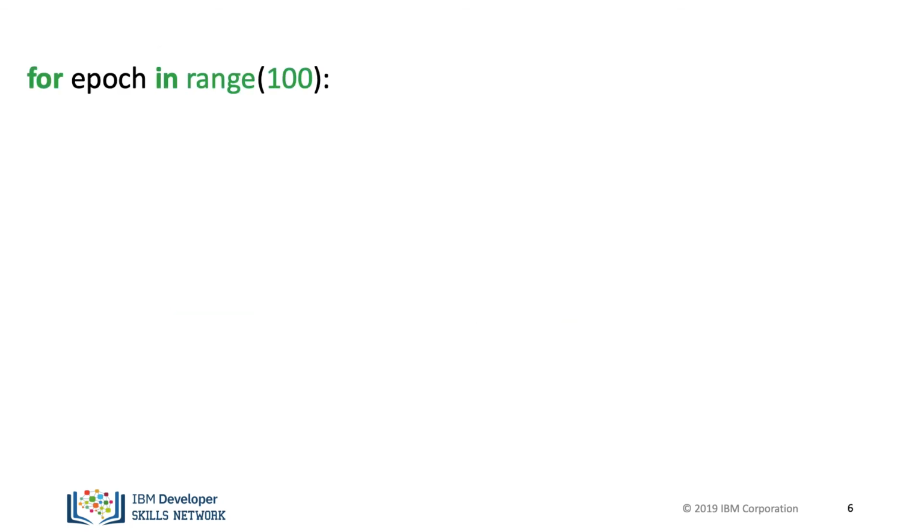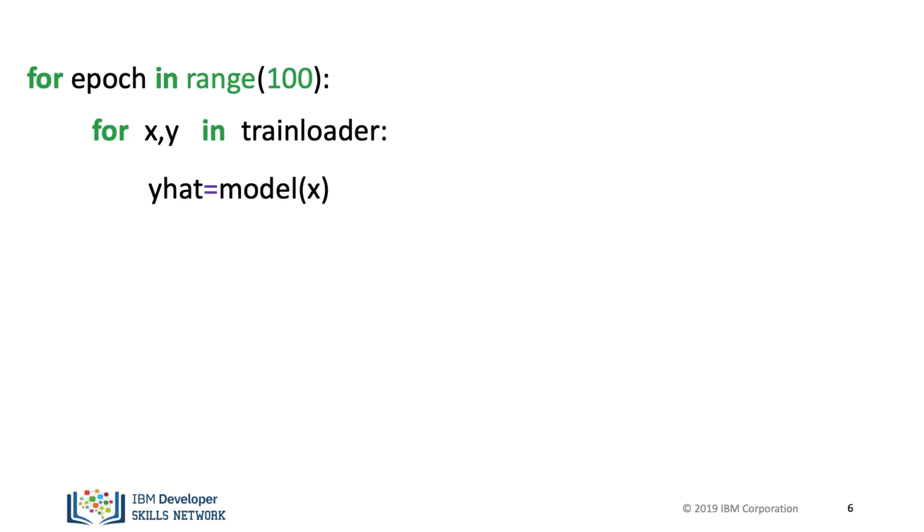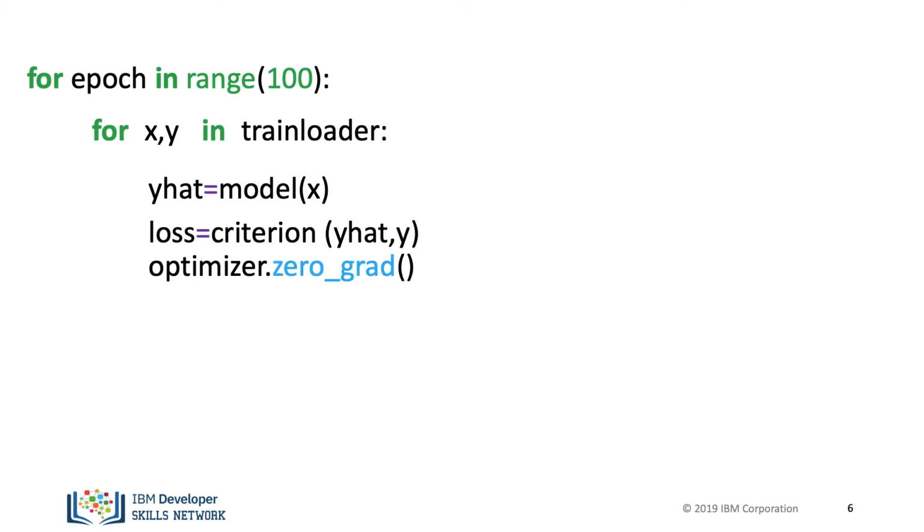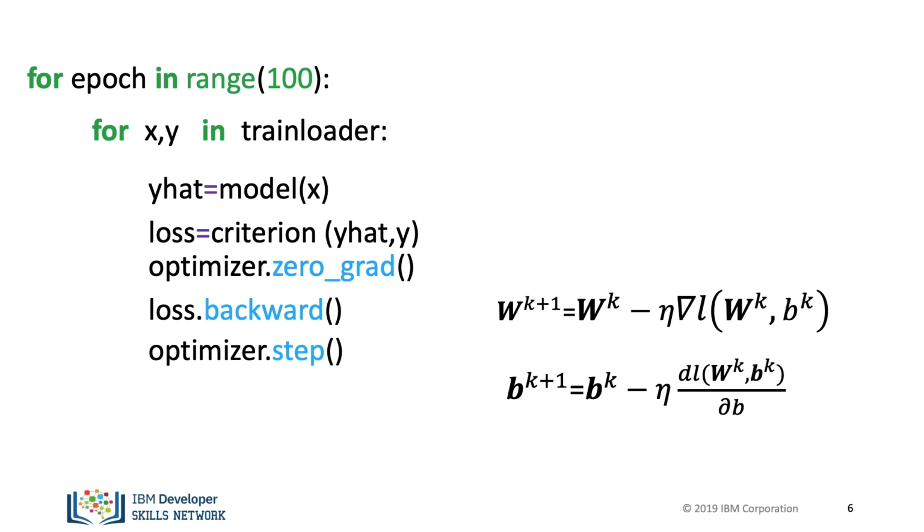Just like before, we have the first loop for every epoch. We obtain the samples for each batch. We make a prediction. We calculate our loss or cost. We set the gradient to 0. This is due to how PyTorch calculates the gradient. We differentiate the loss with respect to the parameters. We apply the method step. This updates the parameters. This performs the vector operations. See the labs for the results.